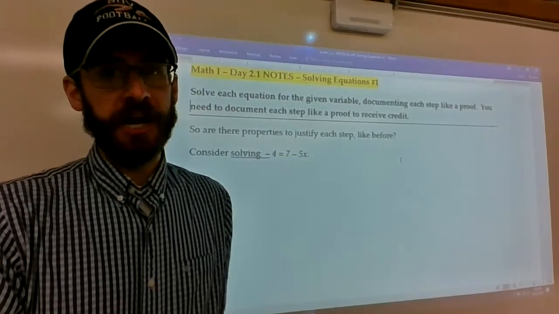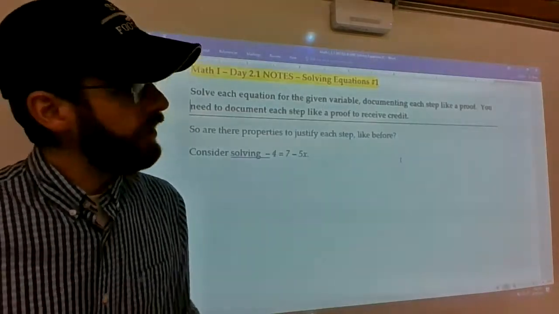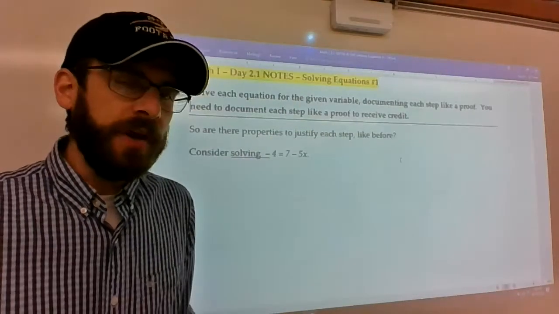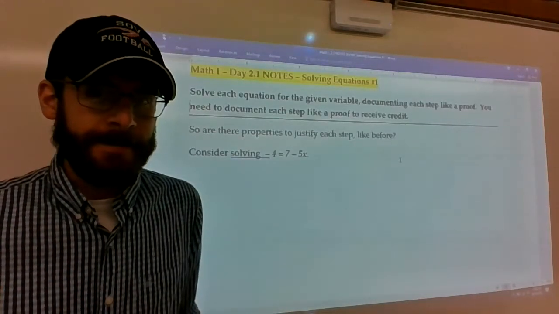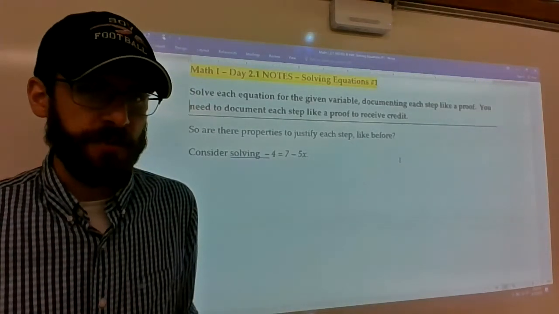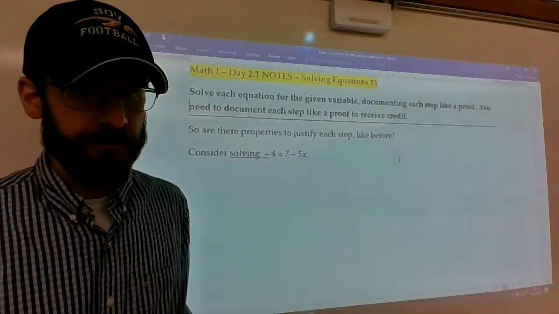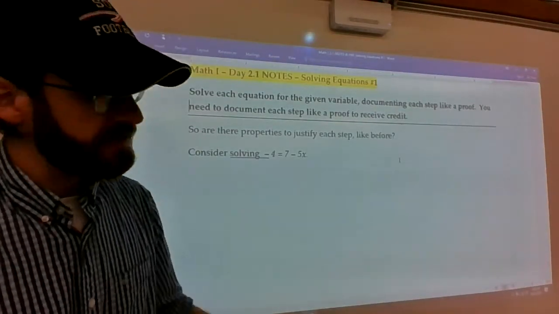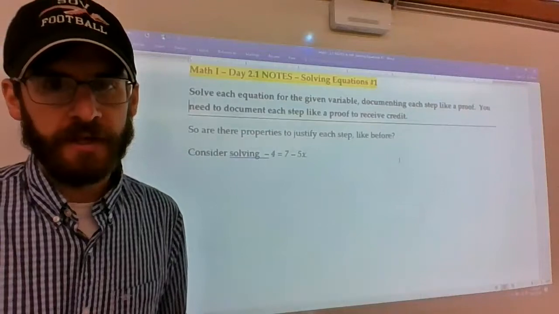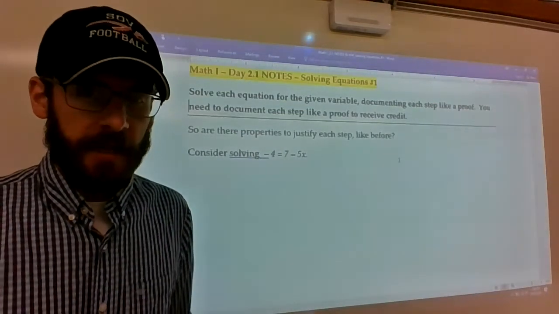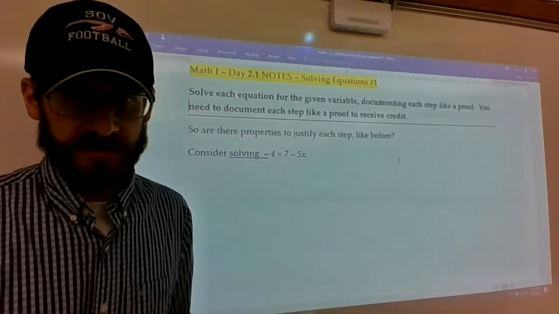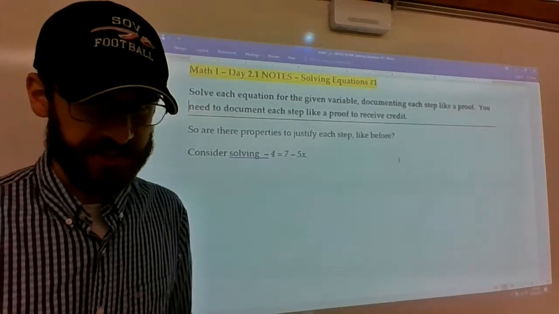We are starting a new chapter. It's all about solving equations. I think you guys have seen some basic ones from previous math classes. Maybe the big difference between then and now is that in your first couple lessons, I'm going to have you document each step like a proof, and make sure that we understand what organization looks like and really why we're able to justify one step to the next without just guessing and checking all the time.